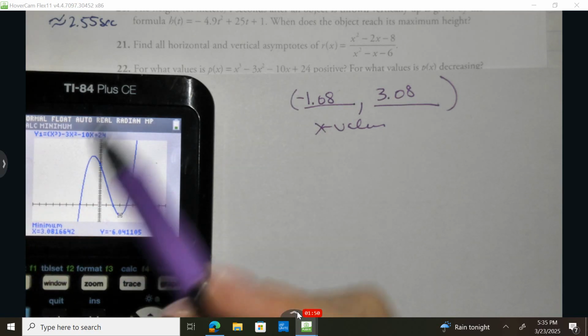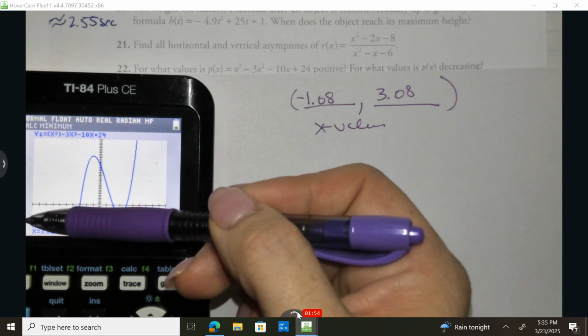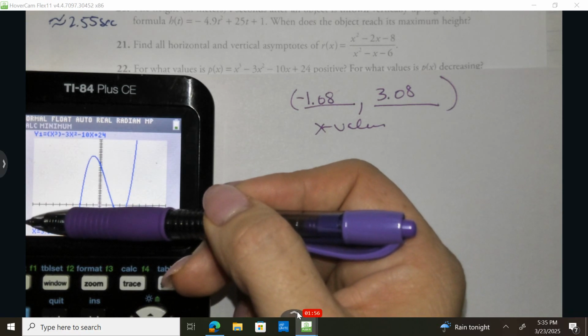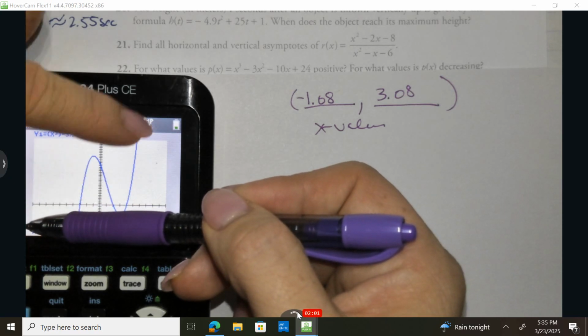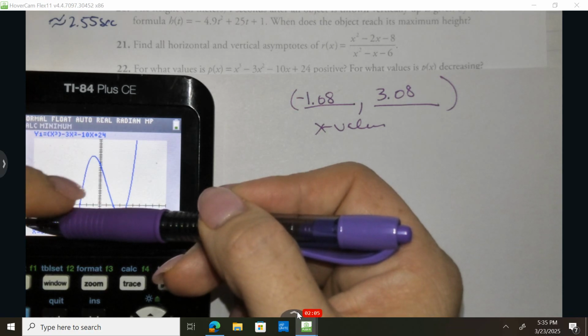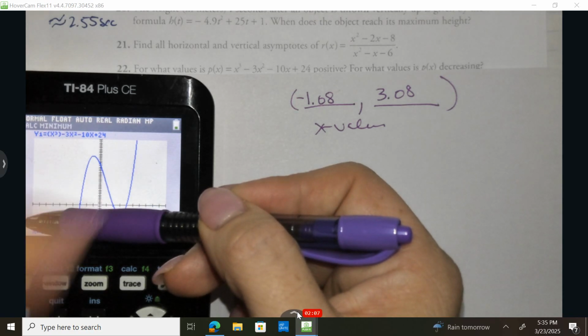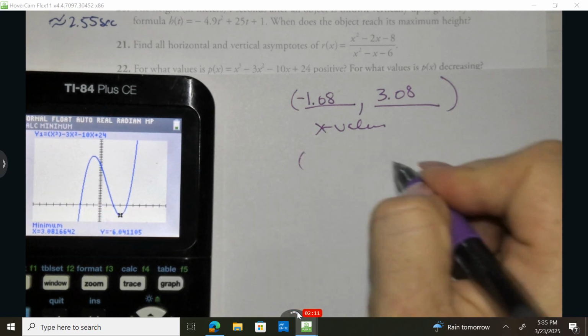Now, where is it positive? That means where is it above the x-axis? So if I could cover up everything down below, there are two different intervals where it's positive: this first interval, and then this second interval. When it's on the x-axis, it's neither positive nor negative, it's neutral. So keep that in mind as well. I know I'm going to have two intervals.